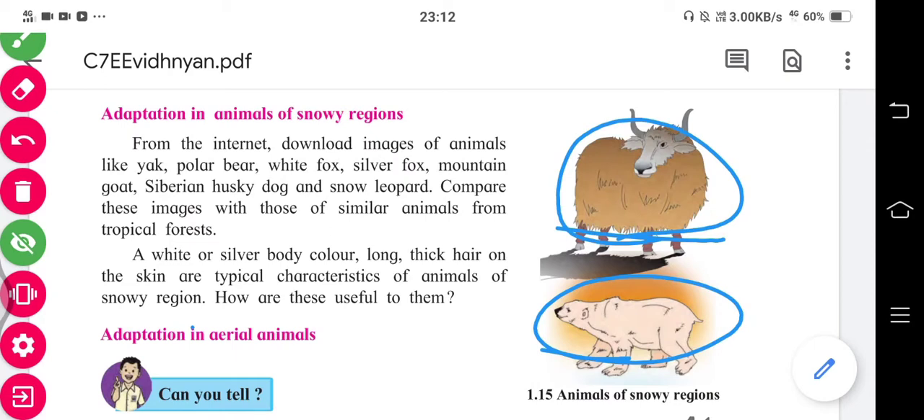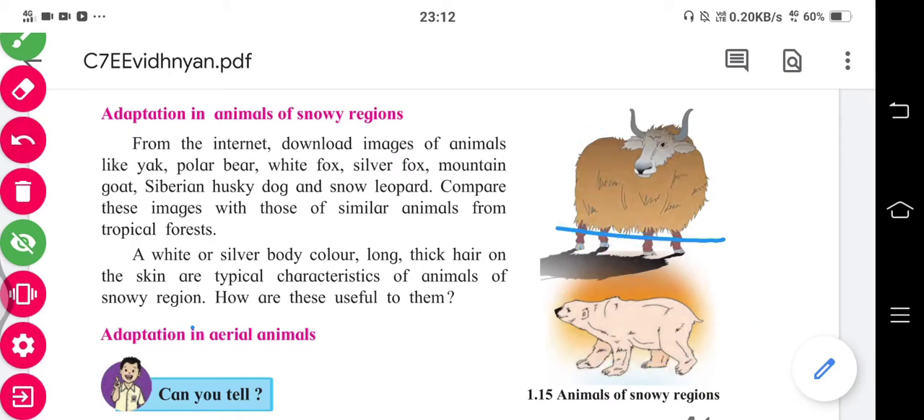They have long hairs like this. Is this correct? That protects their body from the cold, to maintain their body temperature, so they survive easily there, is it? So those are the snow region animals. There is a question for homework: what are the typical characteristics of the skin of snow region animals, and how are they useful to them? You can solve that, or search on the internet, or think about that and answer me.